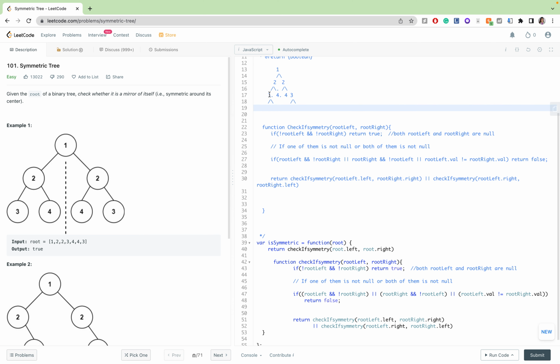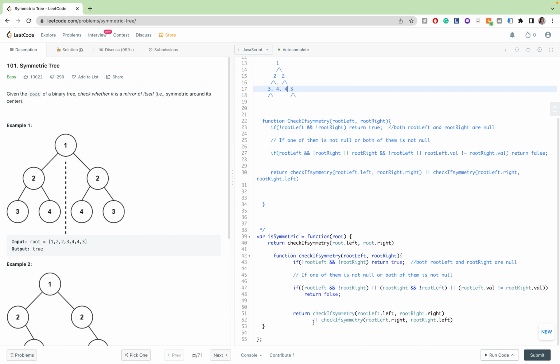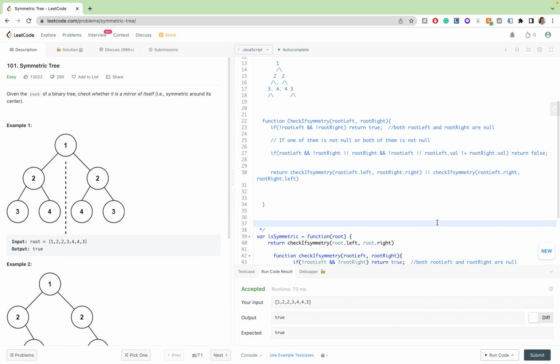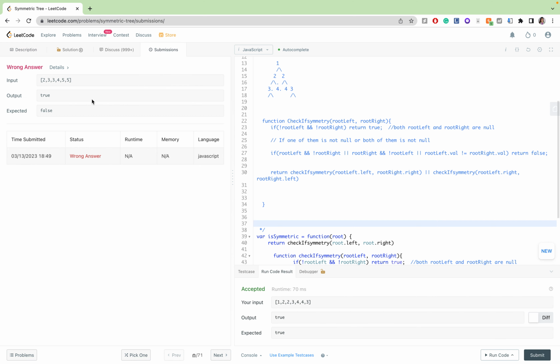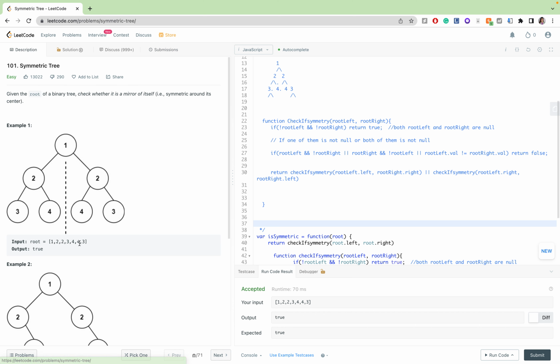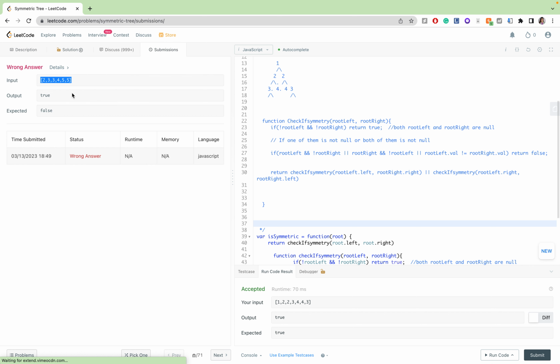So finally, after all three's roots, it returns true. Then we'll check for 4 and 4. So yeah, this is one solution. Oh my god, why 2 3 3 4 5 5? Oh, 2 3 3 5 4 5 5.